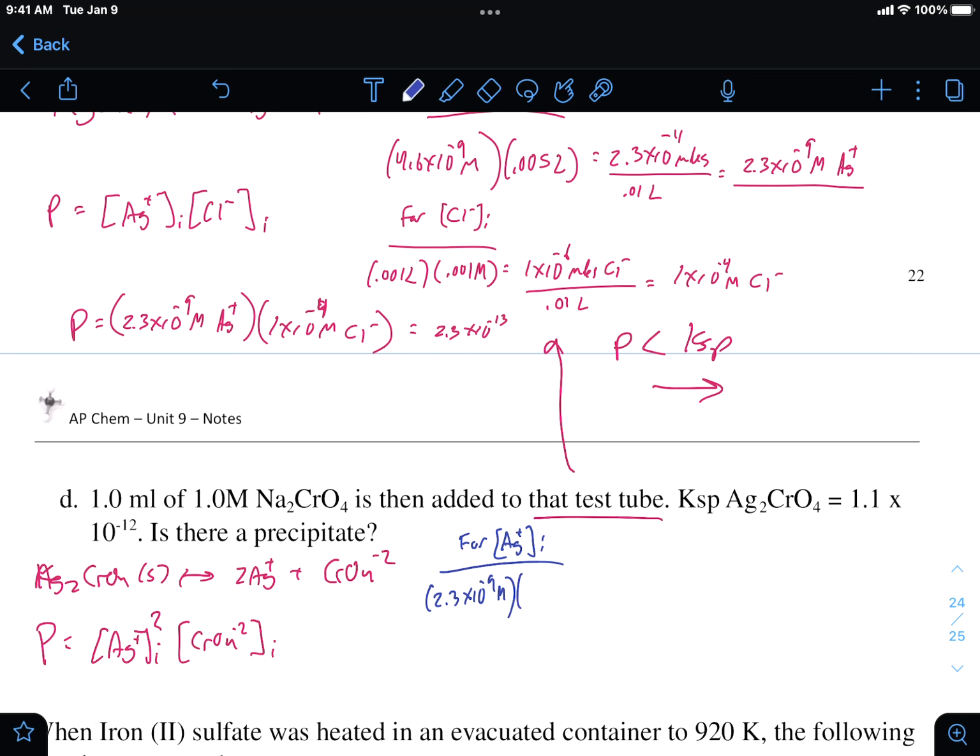and there were, oh, wait a minute, silly. Wait, guys, I already know the moles of silver, because the moles didn't change, right? It was 2.3 times 10 to the negative 11 moles of silver. We're just dividing it by a different number. We're now dividing it by 11 milliliters.